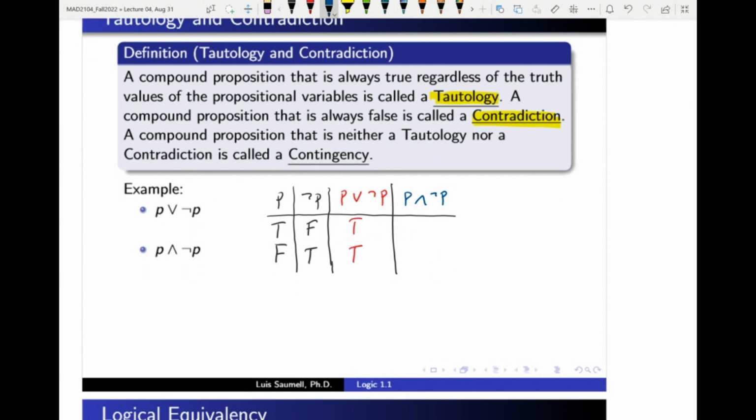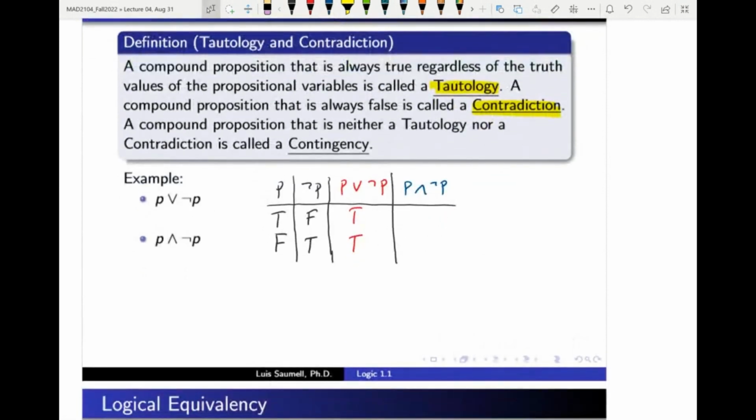And then what's the other operation? What's the last one? And. When is AND true? When both sides are true. Now, that doesn't happen here, right? So that means we get false, false. So it's right here. It's what we call a tautology, because it's true regardless of the values of P and not P. Regardless of what P and not P are, this is always true. And the other one is what we mean by a contradiction. All right, so that's what tautologies and contradictions are.